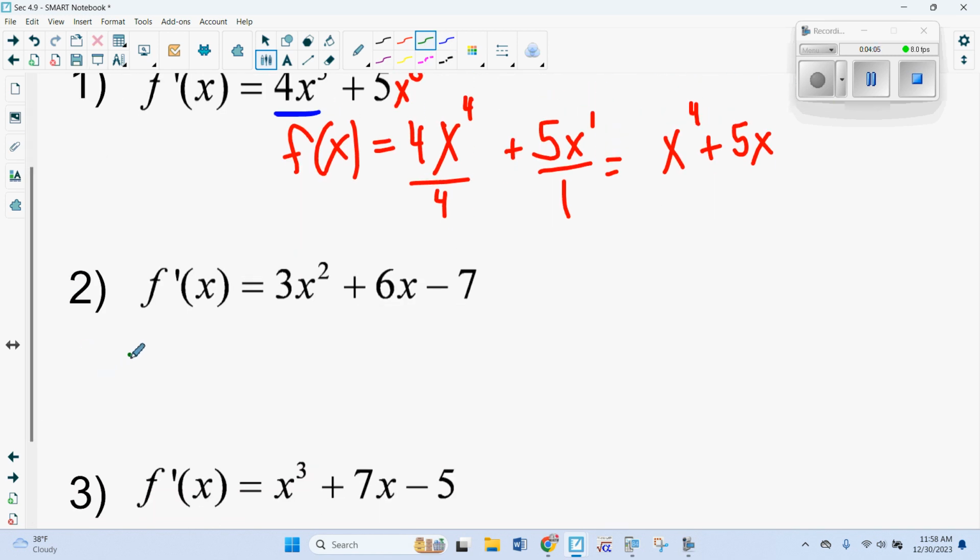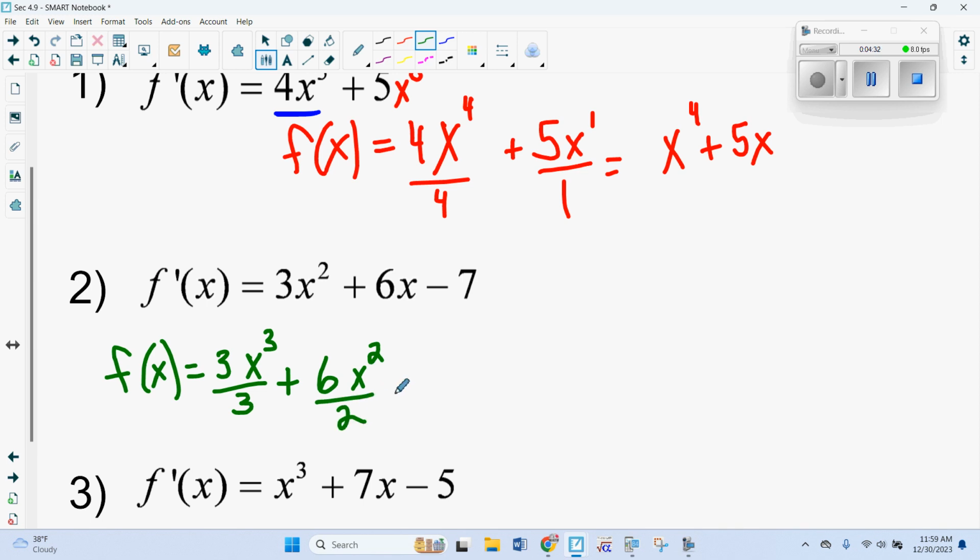So let's try again here. Once again, talk about both ways. So we have 3x squared. This is going to become x cubed. The 3 just stays there, and then my new exponent is the 3rd power, so I divide by 3. I have 6x. I'm going to add 1 to the exponent, which was 1, so my new exponent is 2, so I divide by 2, minus 7x.